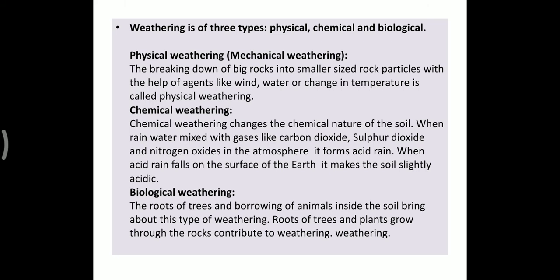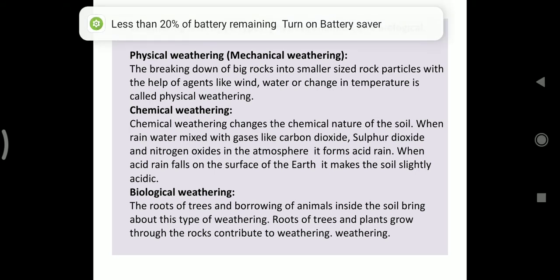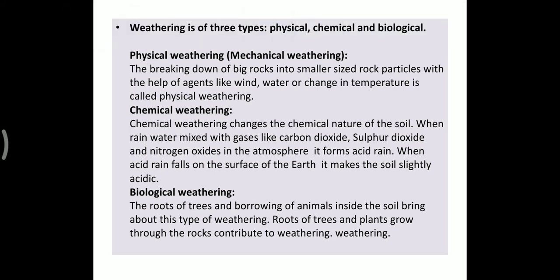So students, whenever the rock is breaking down into small size rock particles with the help of wind, water, or change in temperature, that will be known as physical weathering. If breaking down of big rocks into small size particles occurs by the physical agents like wind, water, or temperature, or any physical method, then it will be known as physical weathering. Now let us discuss what is chemical weathering.